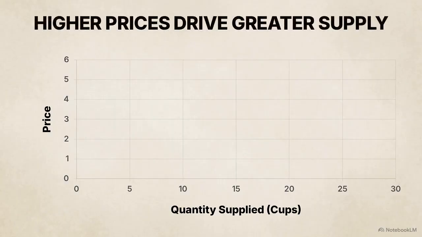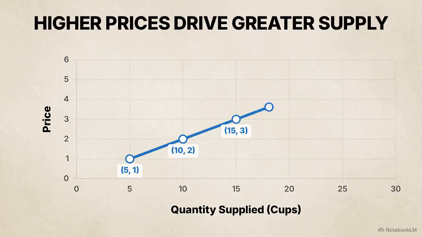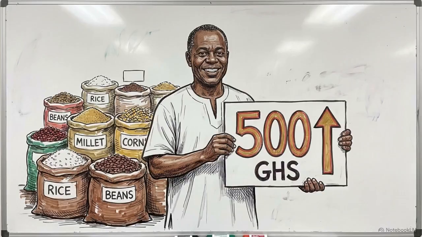Try this yourself with a new dataset for cups of gari. Pause the video and use these prices and quantities to sketch your own curve. If your line slopes upward to the right, it confirms the producer's incentive. Higher prices make it more viable for a business to increase their output.